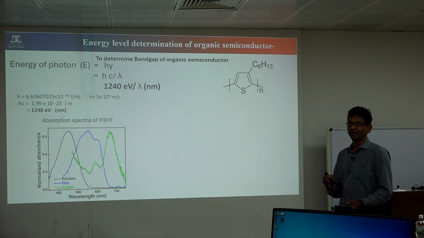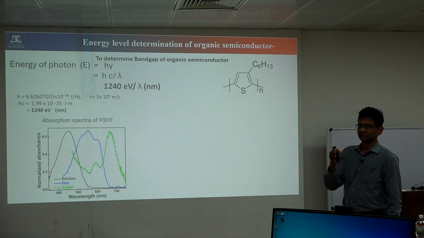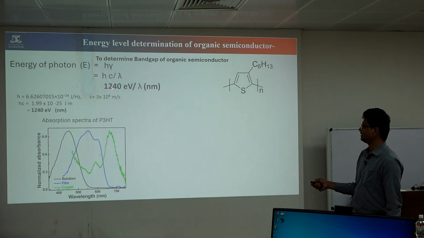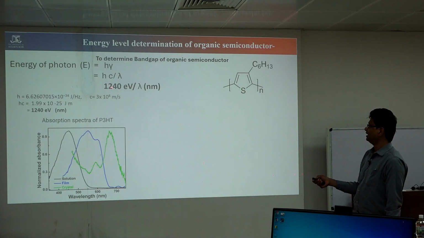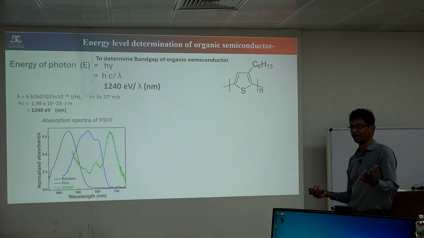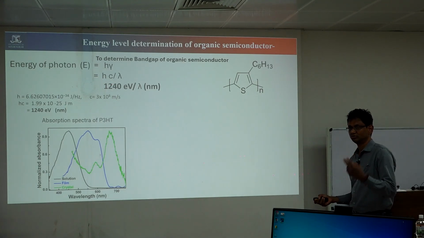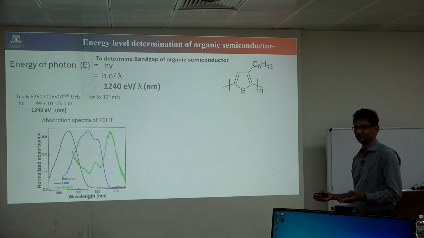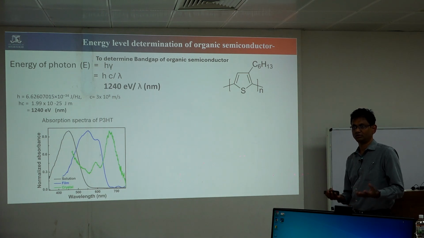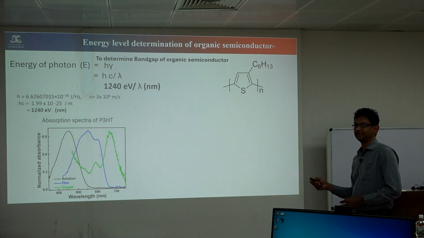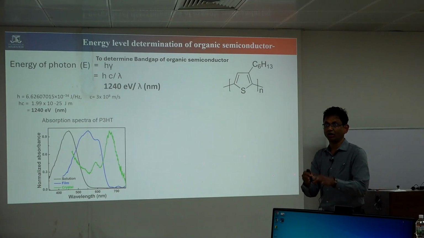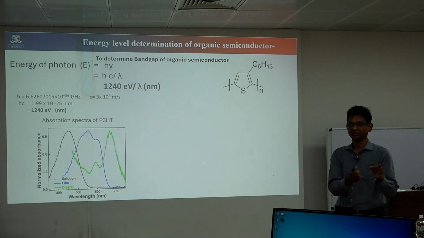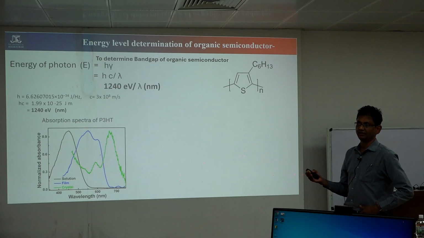You go to calculate where absorption starts. Suppose the absorption starts at 620, which is just half of 1240, then your band gap will be 2. 1240 divided by 620 is 2 eV. Like this, if you know the wavelength of onset of your absorption, then you can find the band gap. This is another way you call the optical band gap.